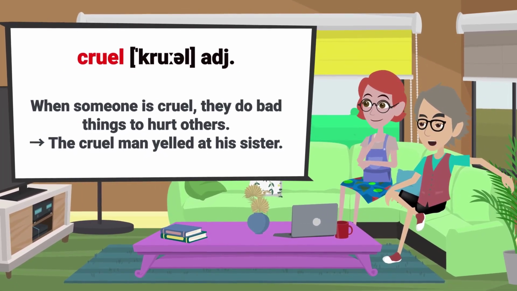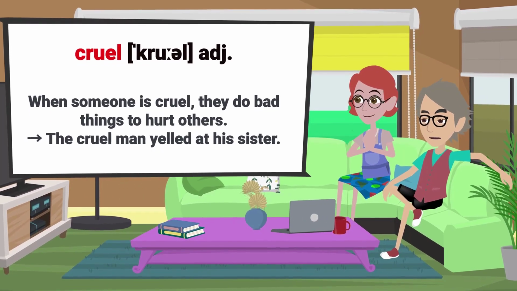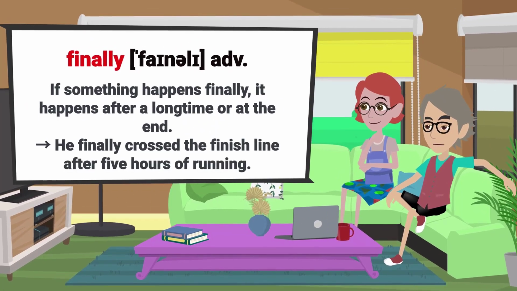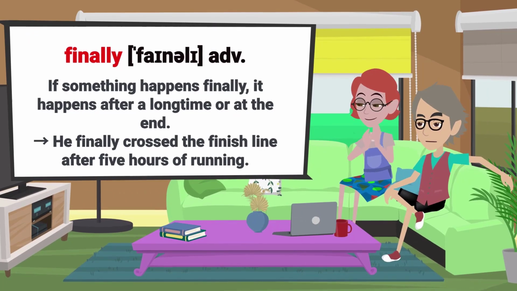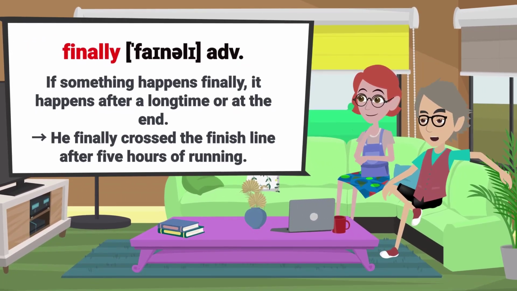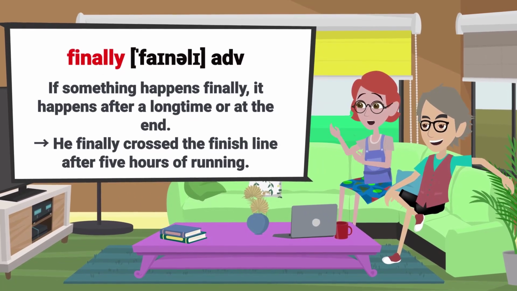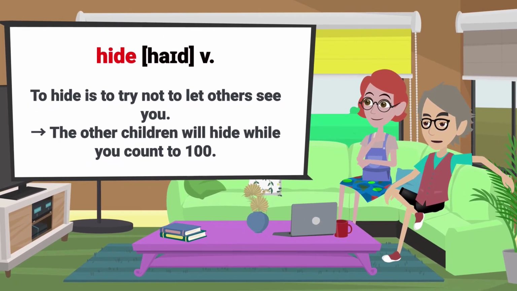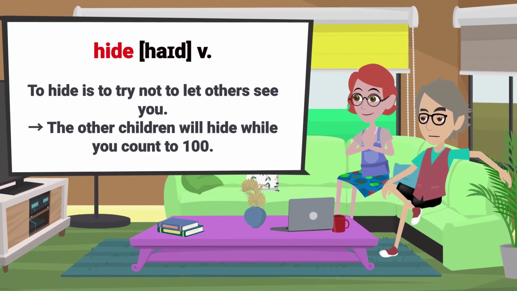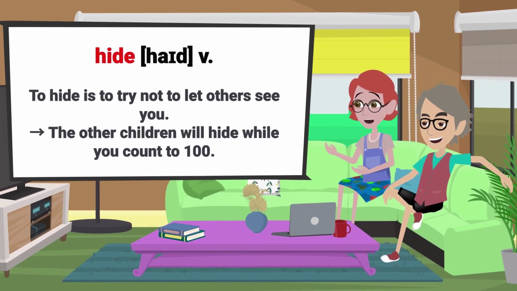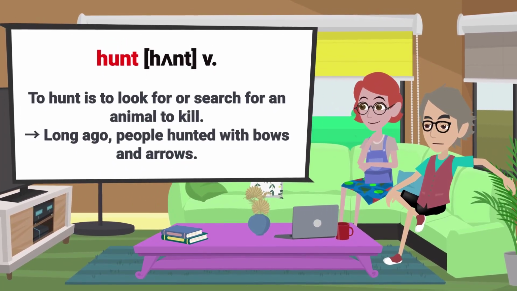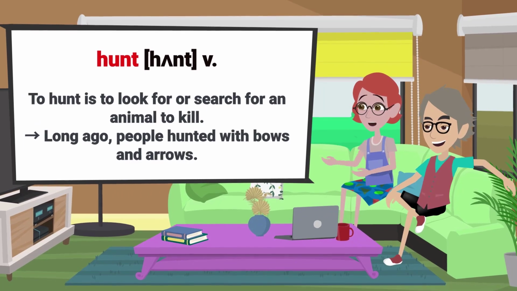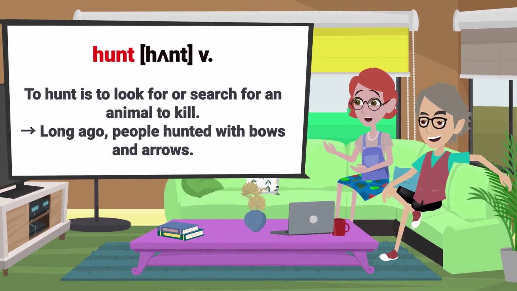Cruel. When someone is cruel, they do bad things to hurt others. The cruel man yelled at his sister. Finally. If something happens finally, it happens after a long time or at the end. He finally crossed the finish line after 5 hours of running. Hide. To hide is to try not to let others see you. The other children will hide while you count to 100. Hunt. To hunt is to look for or search for an animal to kill. Long ago, people hunted with bows and arrows.